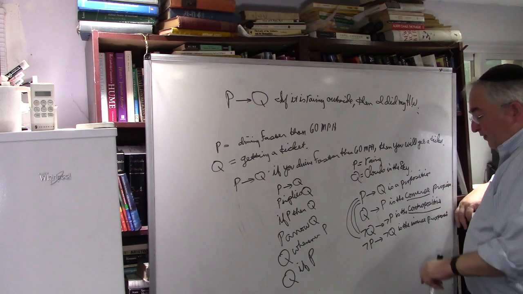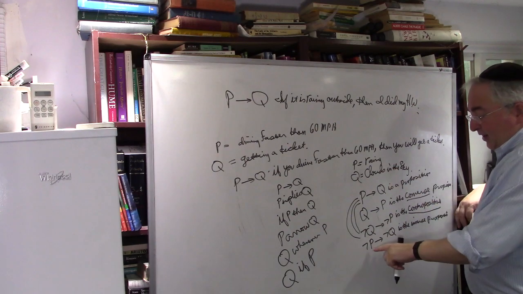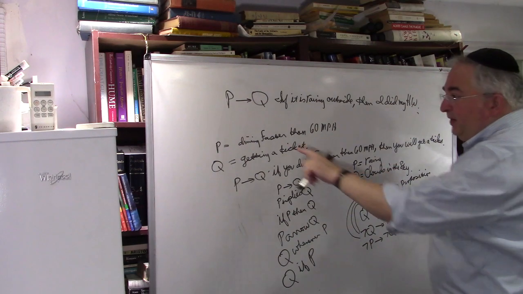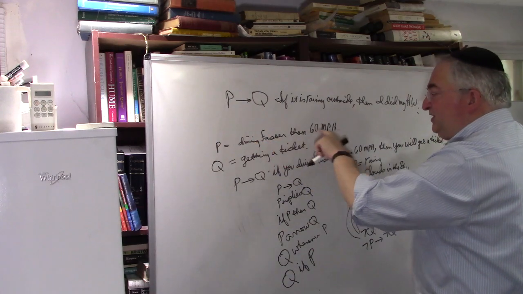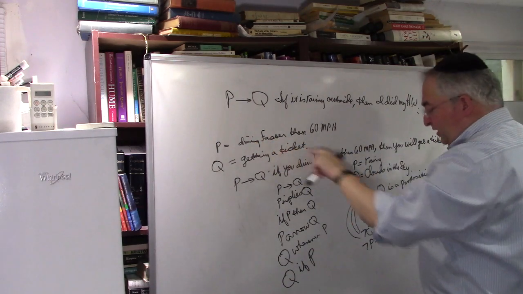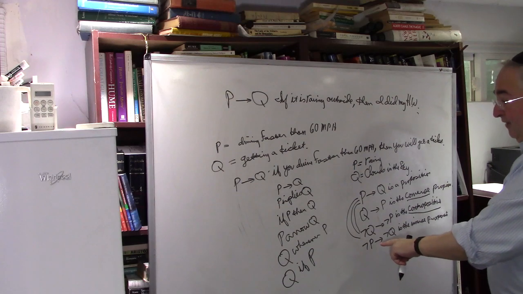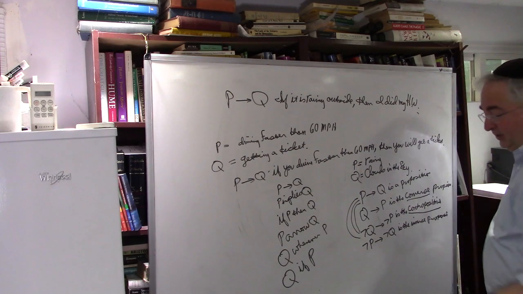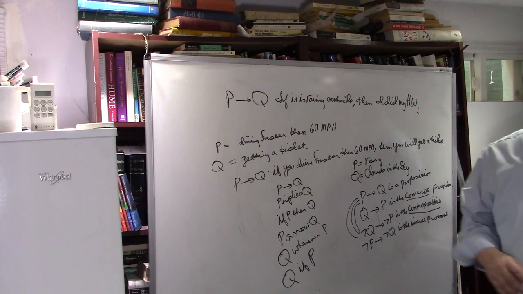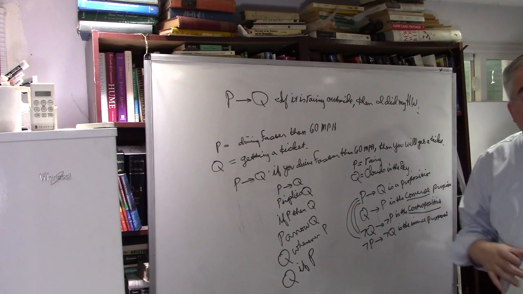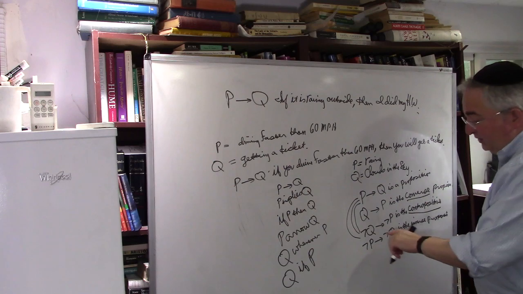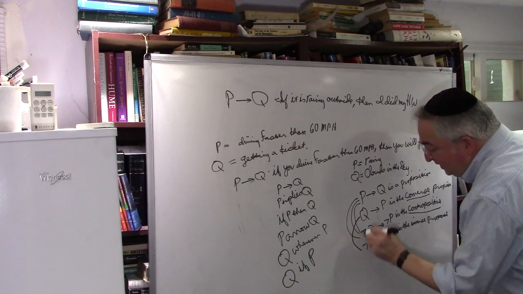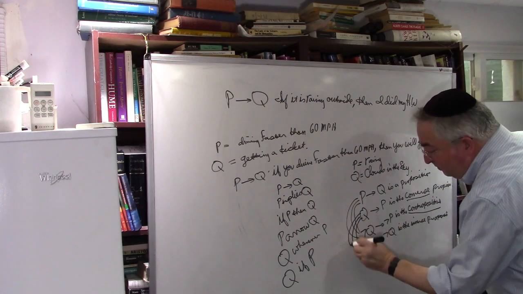Okay, what about the inverse? This says not P arrow, not Q. So let's talk about driving. If you drive faster than 60 miles an hour, then you'll get a ticket. The inverse says if you do not drive more than 60 miles an hour, you will not get a ticket. Now that's not always true. You can get a ticket for littering. You can get a ticket for a broken headlight. So that's not true. But this is the same as this.